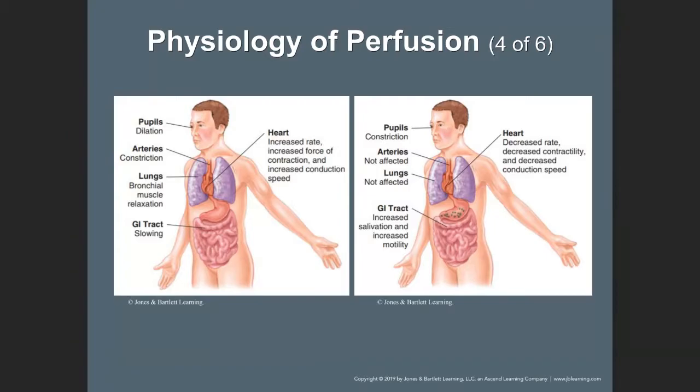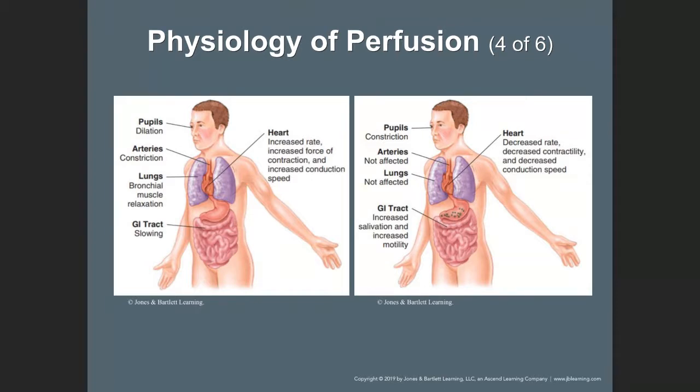The sympathetic increases the functions of the heart. It increases heart rate, it increases force of contraction, it increases the conduction speed. On the right, the parasympathetic, basically the opposite of the sympathetic system, will cause the pupils to constrict.